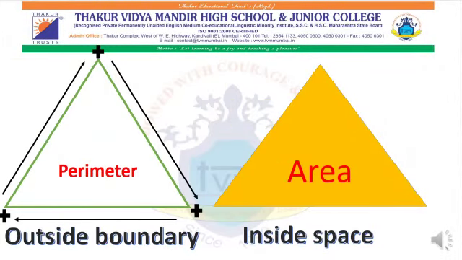Have a look on this. Left hand side the perimeter, you can see the black arrows showing the direction and the addition sign is given. It means that we have to add all these three sides length, and whatever the addition answer we will get, it is called the perimeter of the given figure, or here it is a triangle. Outside boundary is called the perimeter.